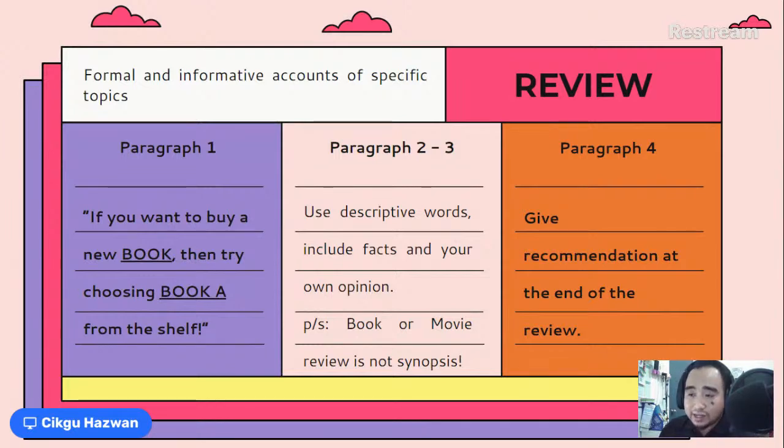And then at the end of the review, give a recommendation. I recommend this book, I recommend this movie, I recommend this novel, I recommend this place for you to visit. So mesti ada benda ni, because when we review, there must be a purpose of reviewing.